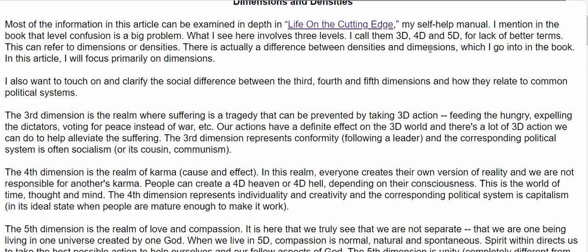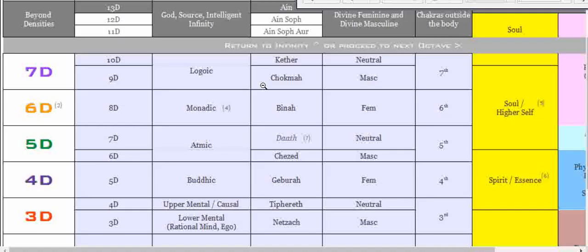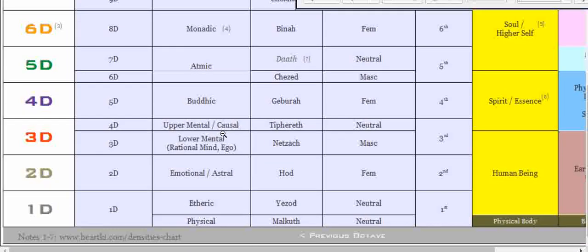What I see here involves three levels. I call them 3, 4, and 5G, for lack of a better term. This can refer to dimensions or densities, which can be distinguished. It's not the same thing. I think I touched on it. I started to learn it in 2014. So here we have a card for better understanding.